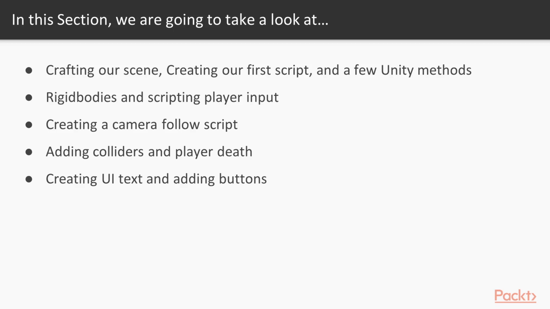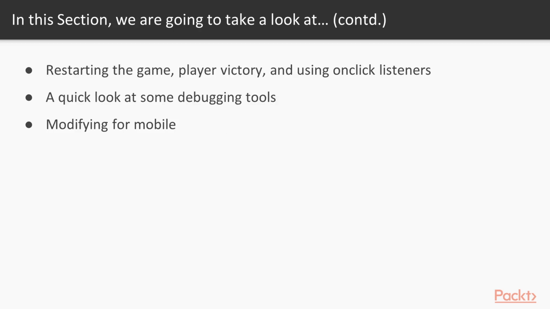After that, we will be adding a camera follow script, then adding colliders and player death, creating UI text and adding buttons, resetting the game, player victory, and then using on-click listeners. By then, we should have a fully built-out game, but then I want to show you a couple of debugging tools that you can use to help fix any errors that might come up in the future. And I also want to show you how to modify Flappy Bird for mobile devices, so we'll take a quick look at that later on.